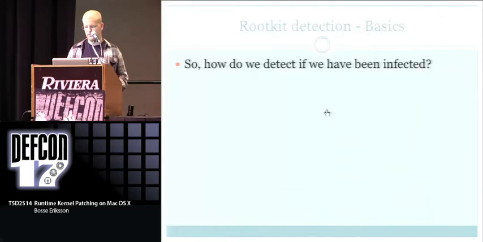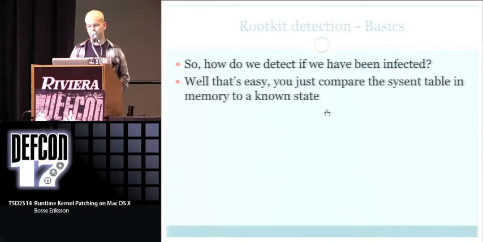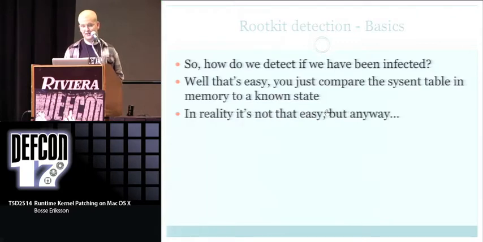So, detection. Well, how do you detect these things? Like if you've been infected. It turns out it's pretty easy. You just compare the sysentry table in memory to a known state, right? But I think everyone in here knows that that's just not the case every time, because there's like a million ways to bypass this comparison. But I'm going to show you it anyway because it works. But any serious attacker would not make this work. So yeah, it's not that easy.